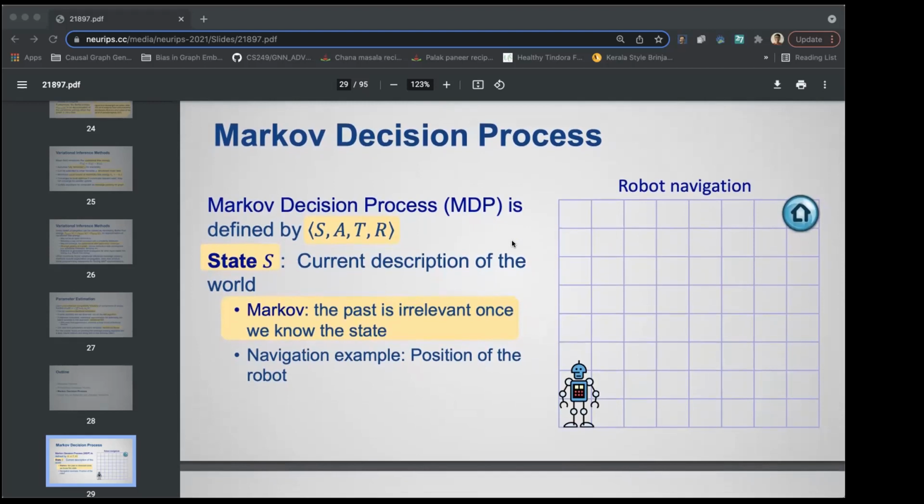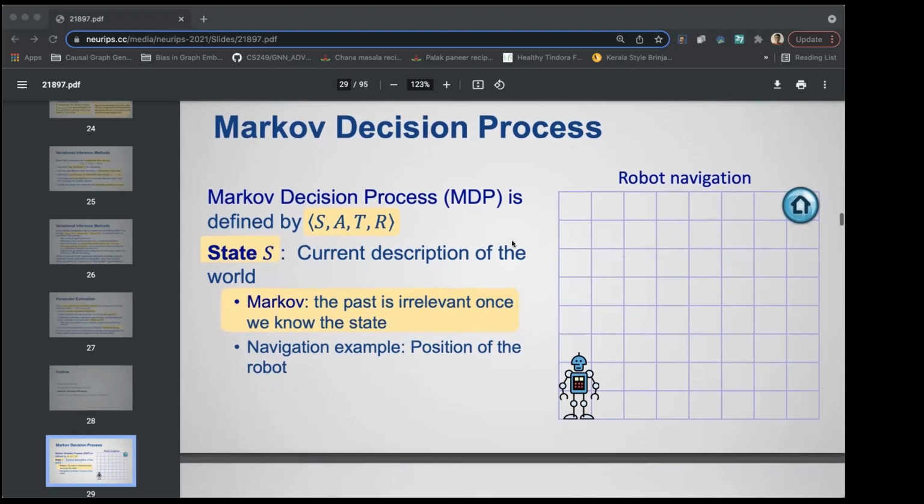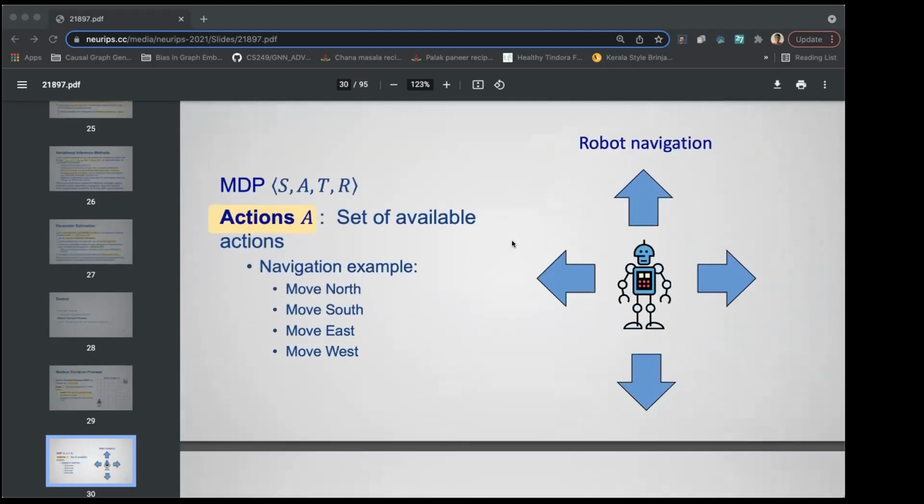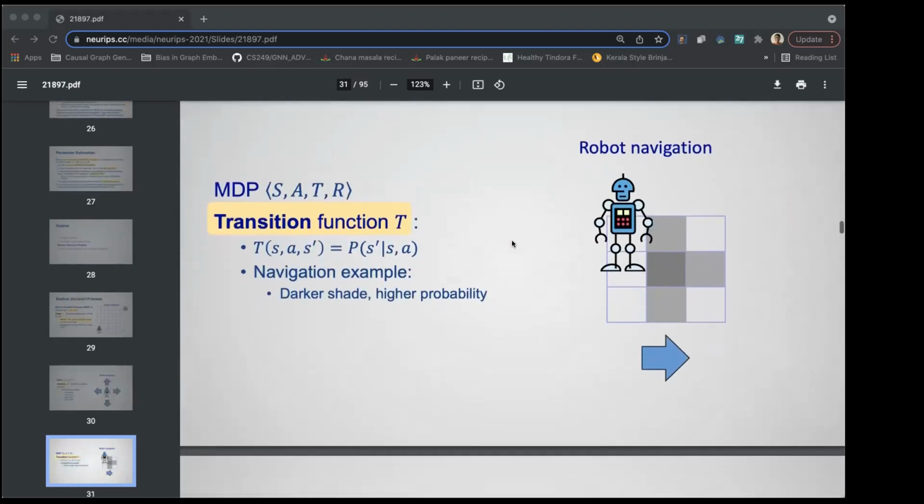We'll have this recurring example of navigating a robot, and the state is going to be the position of the robot. The actions for this robot example are going to be the set of available actions, so you can move north, south, east, or west. We also have a transition function. The transition function takes as input your current state, an action, and a next state S prime, and it outputs the probability of you transitioning to S prime given your current state S and some action A.